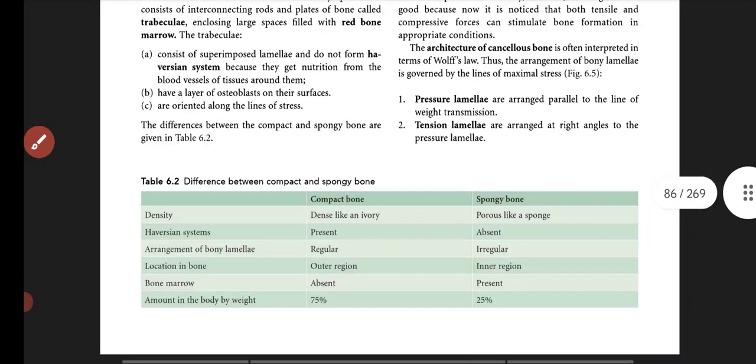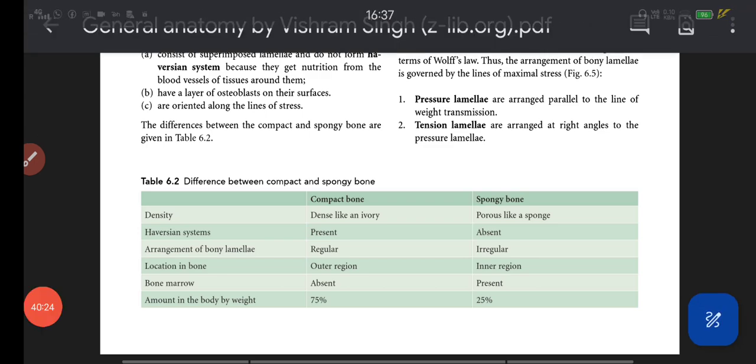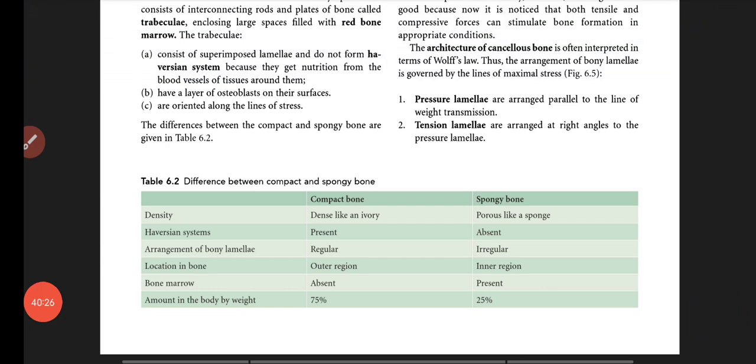Now the difference between the compact and spongy bone. In density, compact bone is dense like ivory, while spongy bone is porous in structure. Haversian system is present in compact bone, absent in spongy bone. Arrangement of bony lamina is regular in compact bone, and irregular in the spongy bone. Location in bone: the outer region of the bone is the compact bone, and the inner region is spongy bone. Bone marrow is absent in the compact bone, present in the spongy bone. And the amount in body weight is 75% and 25%. Okay.